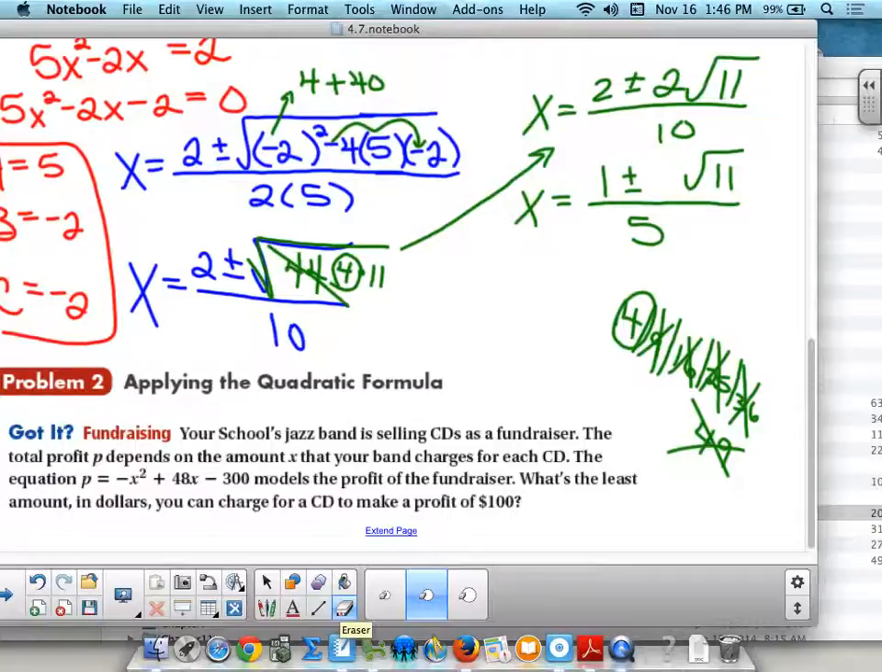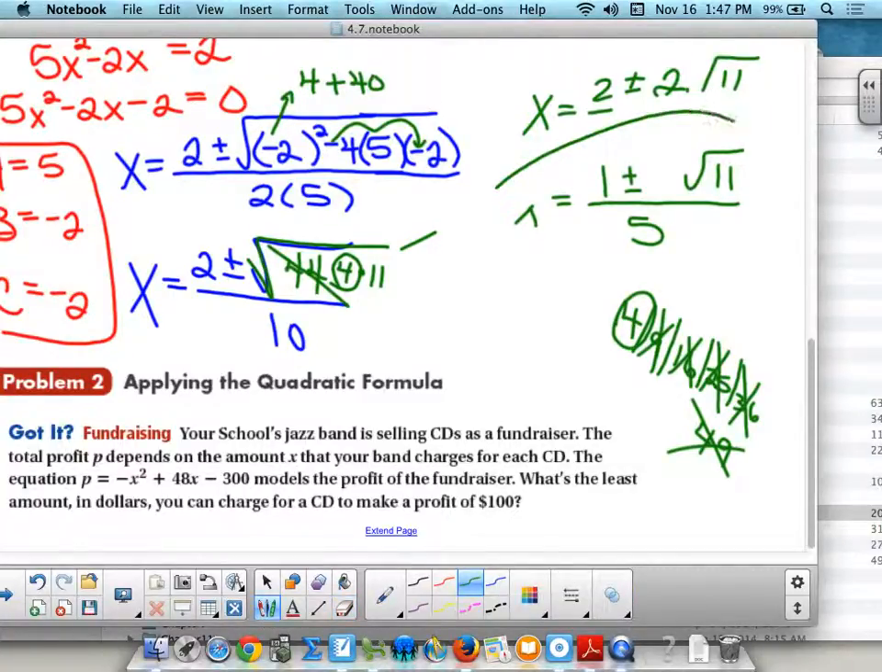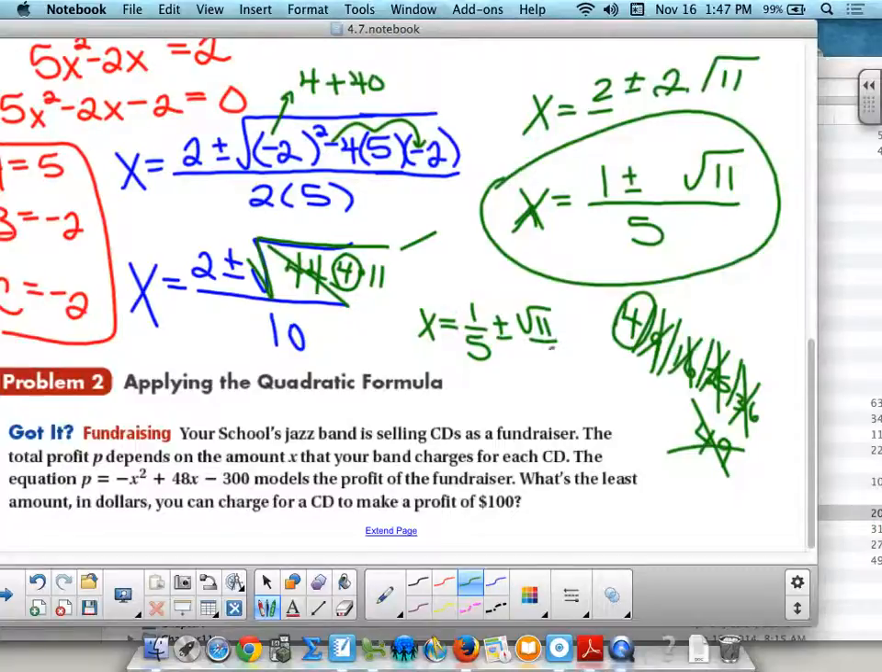So your solutions for number 2B, I went 2B, 2A. 2A is right here. There's the answer, right? Isn't X supposed to be two answers though? Yeah, there is two answers. 1 plus the square root of 11 over 5, and 1 minus the square root of 11 over 5. But you can just write plus or minus, you don't have to write two separate answers.